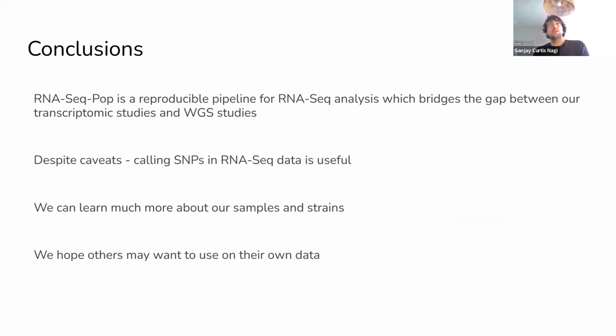So to conclude, a very brief overview of the features of RNA-Seq-Pop. RNA-Seq-Pop is a reproducible pipeline for RNA-seq analysis, which bridges the gap between our transcriptomic studies and our whole genome sequencing studies. And so, despite the caveats that I've mentioned, I hope I've shown you that calling SNPs in RNA sequencing data is useful, and we can learn a lot more about our samples and our strains by doing so. And we hope that others may want to use RNA-Seq-Pop on their own data as well.